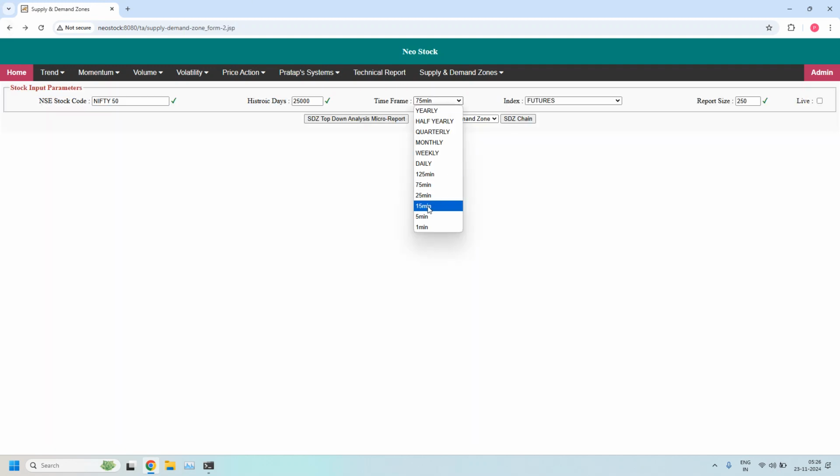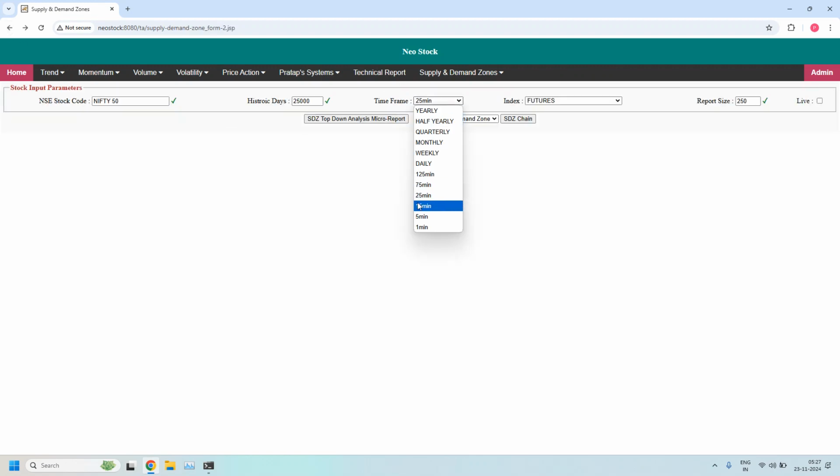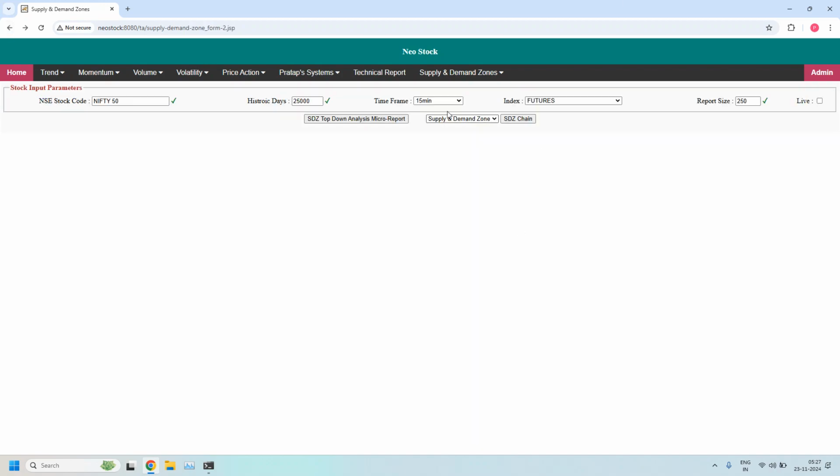Next time frame is 25 minutes, generating 25 minute supply demand zone chain for NIFTY. Next time frame is 15 minutes, generating 15 minute supply demand zone chain for NIFTY. The next time frame is 5 minutes, generating 5 minute supply demand zone chain for NIFTY.